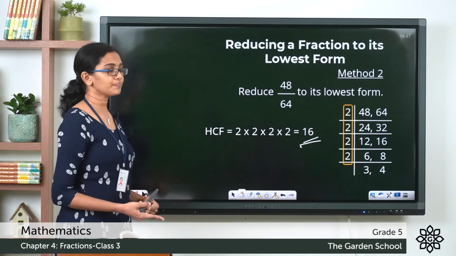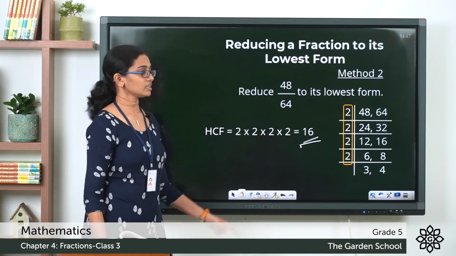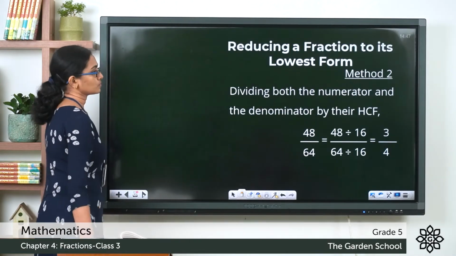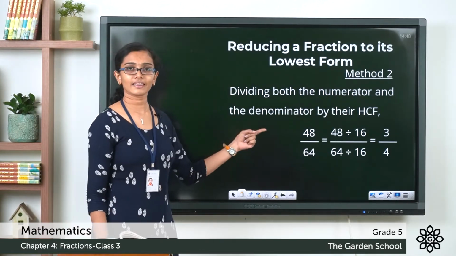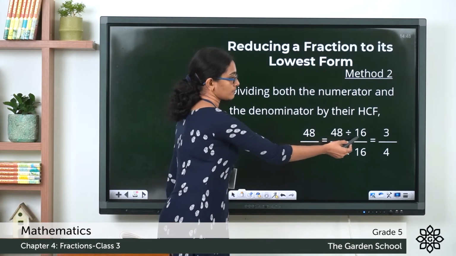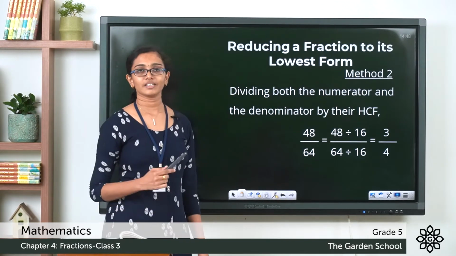Now what is the next step? We have to divide both the numerator and the denominator with the HCF. So dividing both the numerator and the denominator by their HCF, we get 48 divided by 16, the numerator, and 64 divided by 16, the denominator.